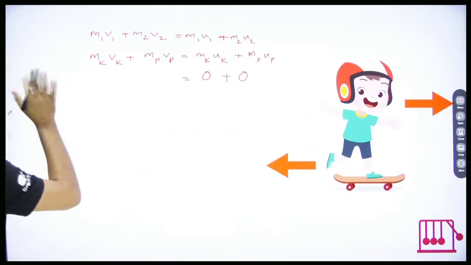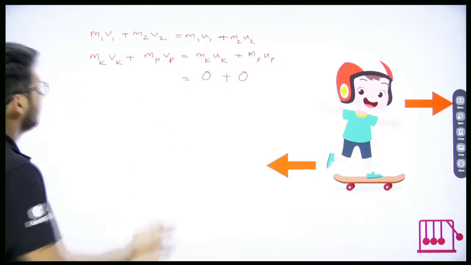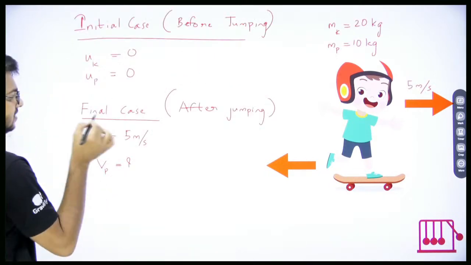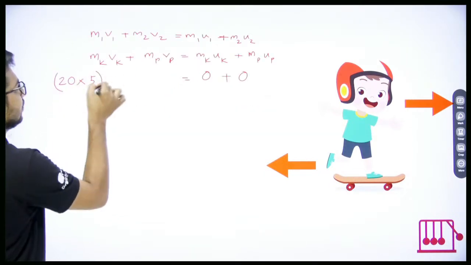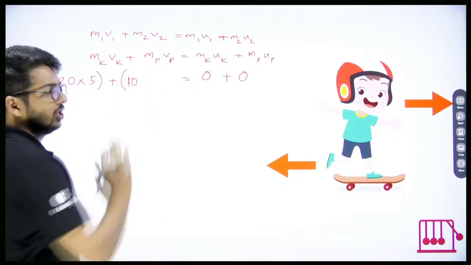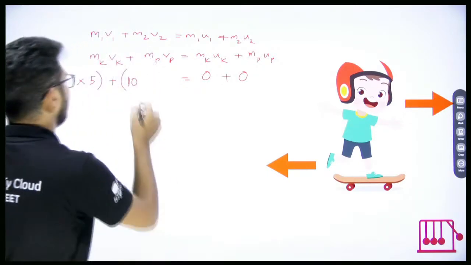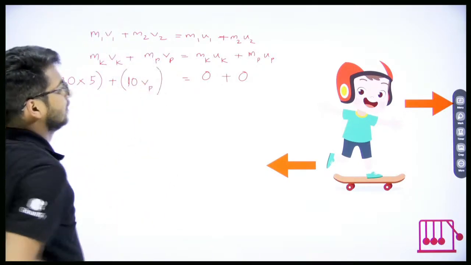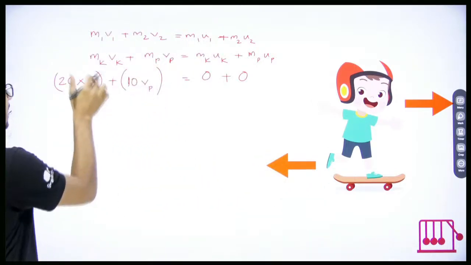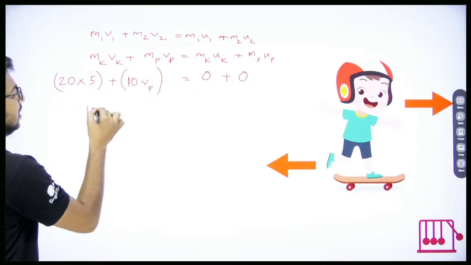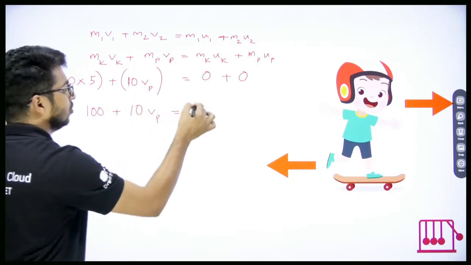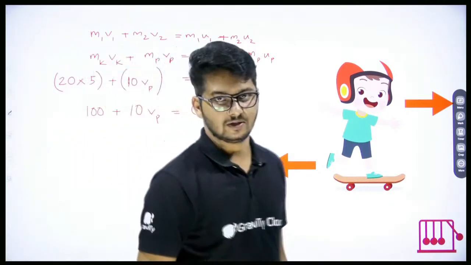Right? Now when it comes to left side, let us substitute. Mass of the kid is 20 kilograms. The final velocity of the kid is how much? 5 meters per second. Plus mass of the plank is 10. Final velocity of the plank we don't know. We'll just call it as VP. 10 into VP is equal to 0 plus 0. So what happens here? 20 into 5, that is 100. And here plus 10 VP is equal to 0 plus 0, that is 0.